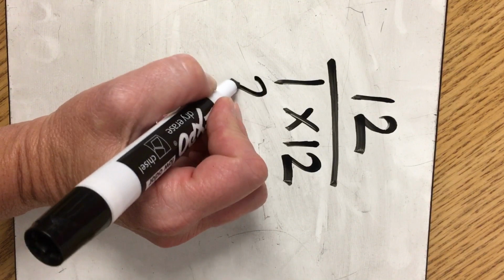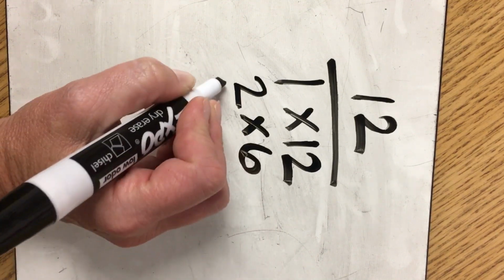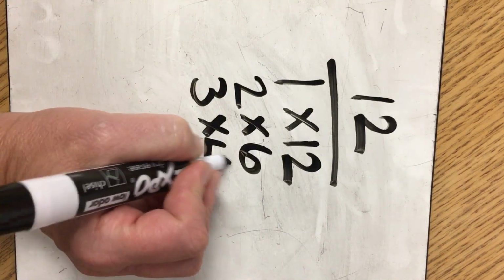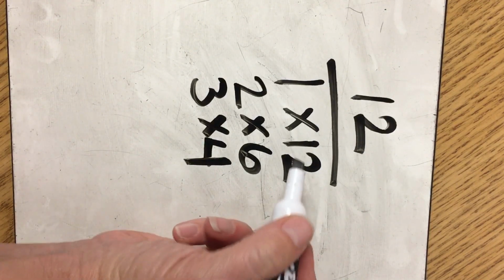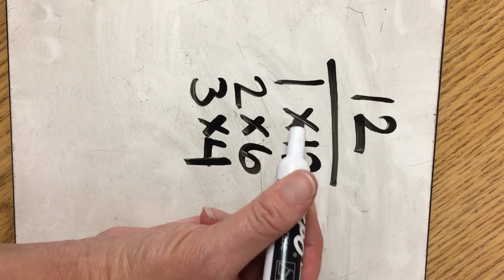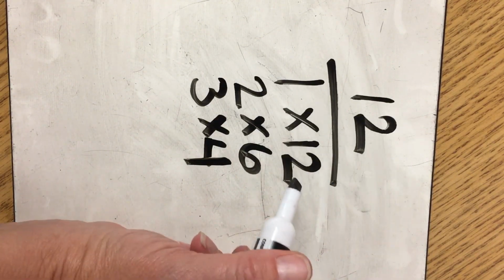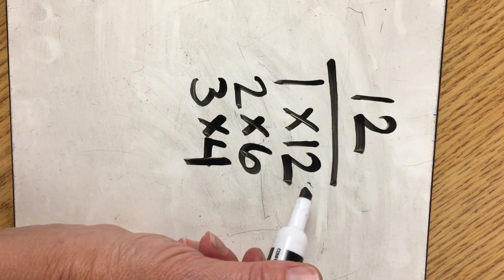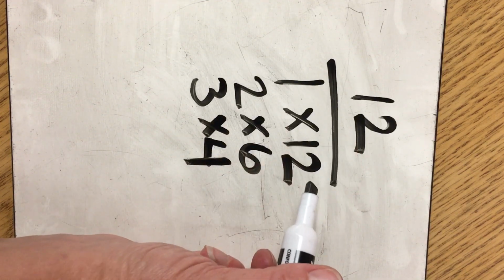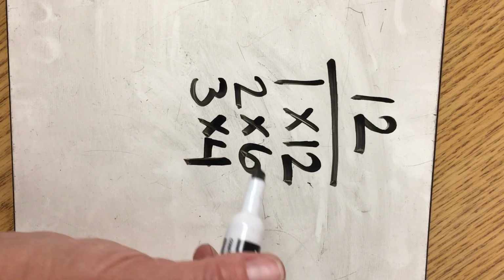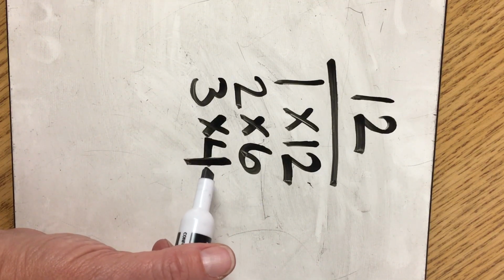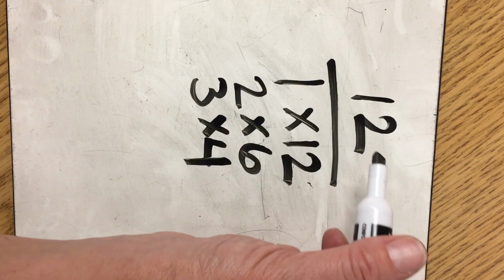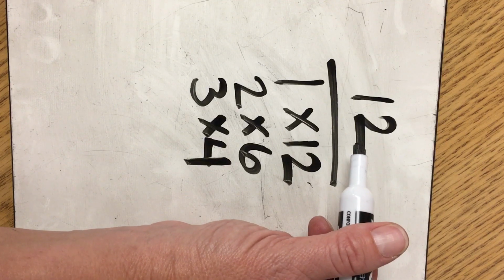There's some others though too. 2 times 6 and 3 times 4. So these, when I have two digits or two factors that equal the product, I can call this a factor pair. So 1 times 12 is a factor pair, 2 times 6 is a factor pair, 3 times 4 is a factor pair that each make the product of 12.